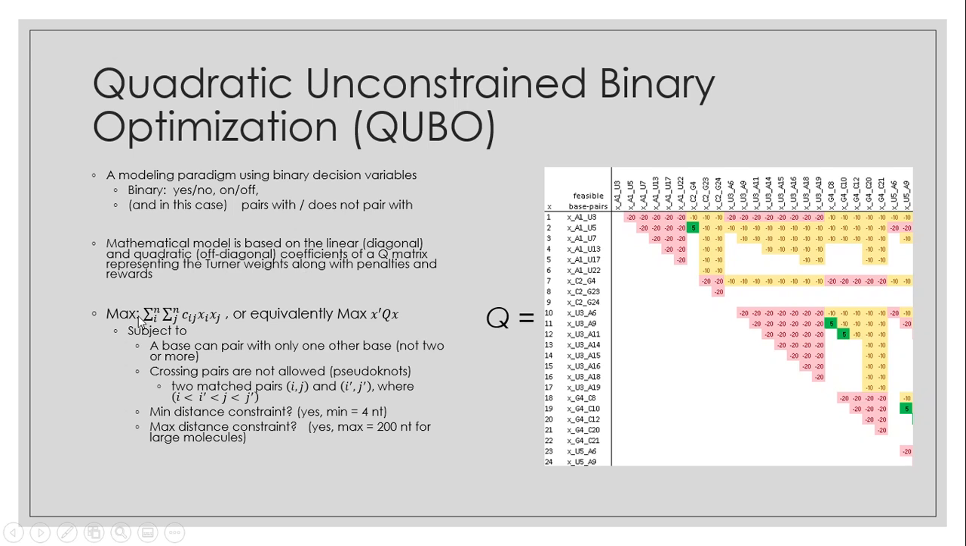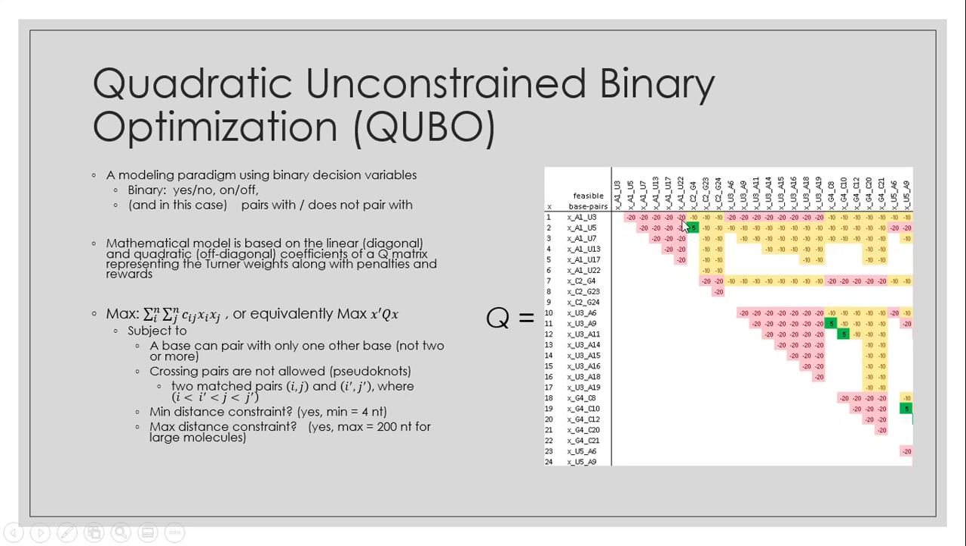We will tend to minimize the free energy state, and these are some of the constraints tied to the model. A base can only pair with one other base. A crossing pair is not allowed, that is, pseudoknots are not allowed. There's a minimum distance constraint, that means nucleotides which are less than 4 nucleotides apart cannot pair with each other. And then we have a maximum distance constraint too, maximum is 200 nucleotides. We will see that as the number of nucleotides increases, this problem becomes really difficult.